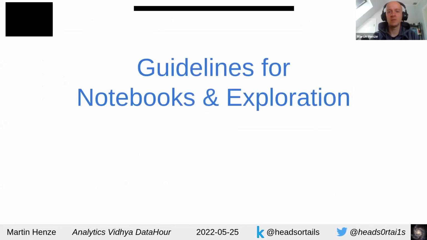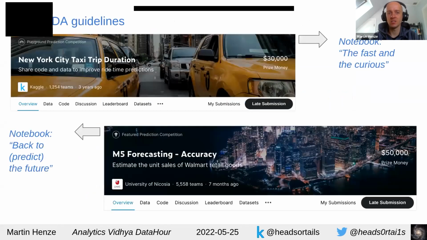Okay, so let's talk a little bit about notebooks. The question came up, where to start with notebooks, and this is actually the part that I want to talk about next: my guidelines for notebooks and exploration. For this, if you're interested, I'm using two of my notebooks on Kaggle. One is on the taxi trip competition, the other one is on a sales forecasting competition. Even though the data sets are different, they're both tabular, but otherwise pretty different, we can follow roughly similar guidelines.